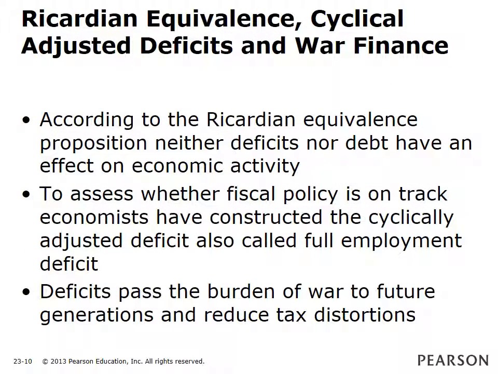Ricardian equivalence, cyclically adjusted deficits, and war finance. In the light of the budget constraint, how should we look at the effects of deficit on output? According to the Ricardian proposition, if government finances spending through deficits, private saving will increase 1-to-1 in anticipation of higher taxes in the future, with the decrease in public saving leaving total saving unchanged. The total amount of investment will not be affected, and thus future output will not be affected. High debt is no cause for concern.